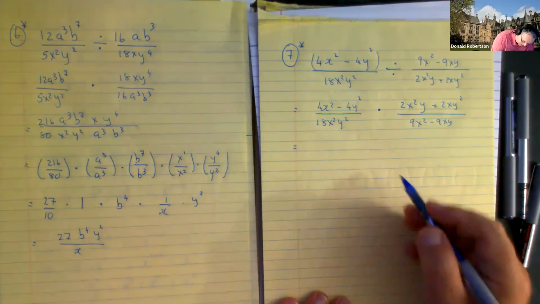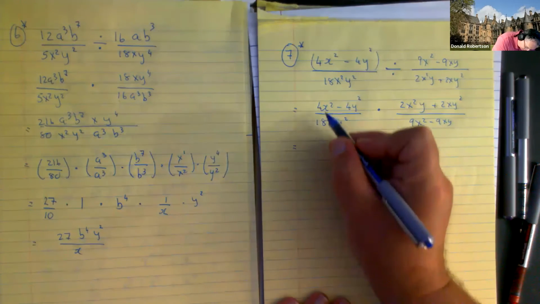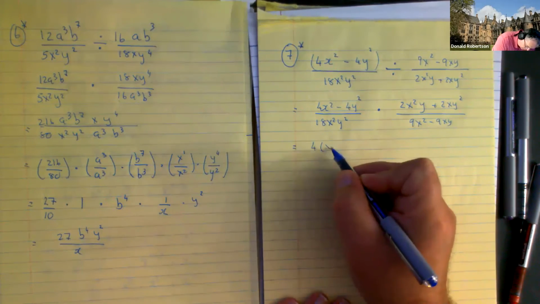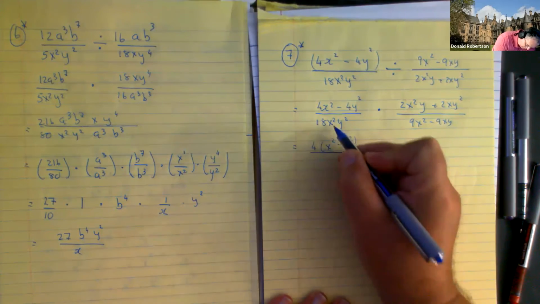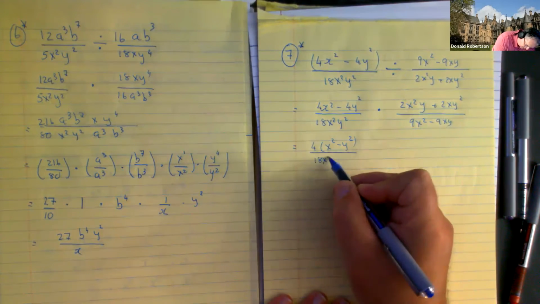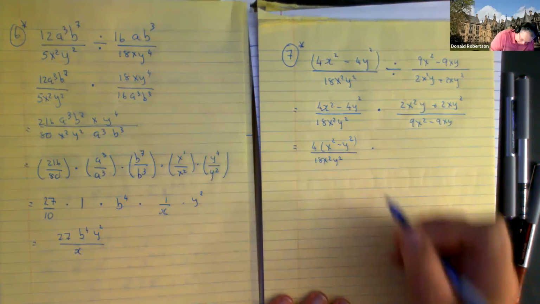Now the next step is factor everything. If you pull out a common factor of 4, you get x squared minus y squared, which is good. You really don't need to factor 18x squared y squared because it's already factored.